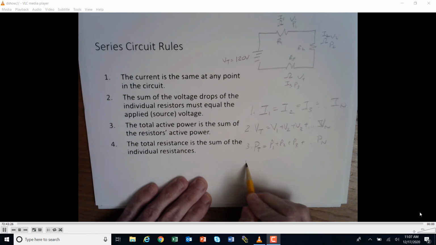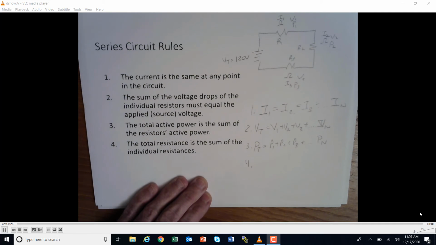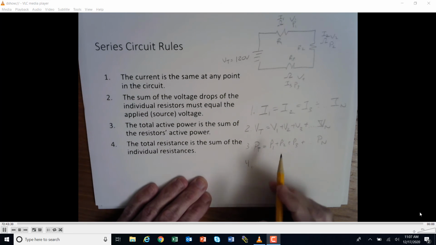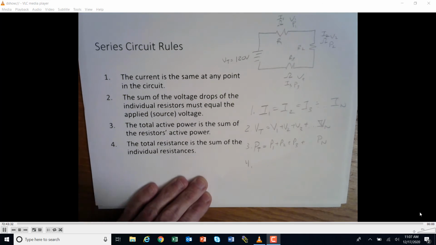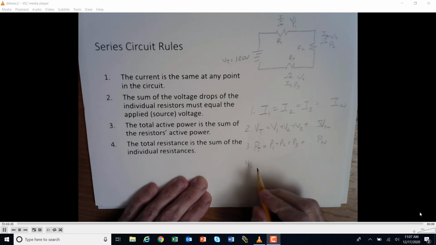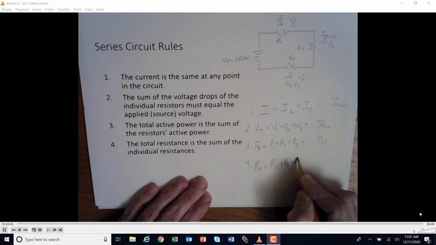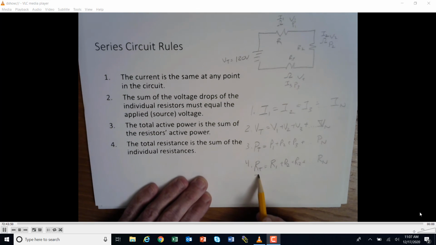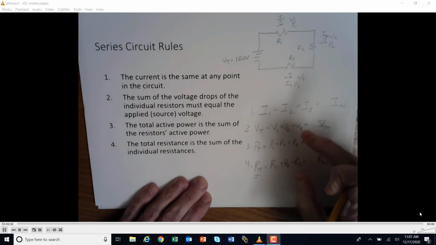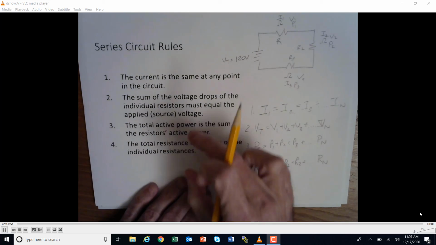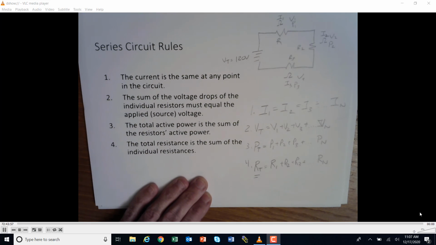And number 4, the total resistance is the sum of the individual resistors. In a series circuit, resistance adds. What does that mean? That means that the total resistance is equal to the first resistance plus the second resistance plus the third resistance, plus as many resistances as you have for your loads. They would add up, and that would give you your total resistance. So that is the mathematical depiction of these series circuit rules.